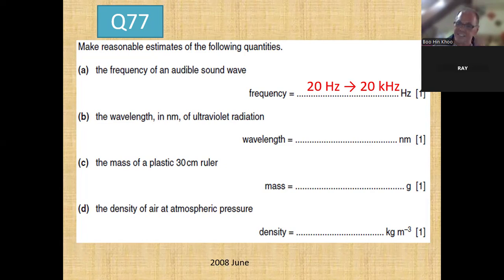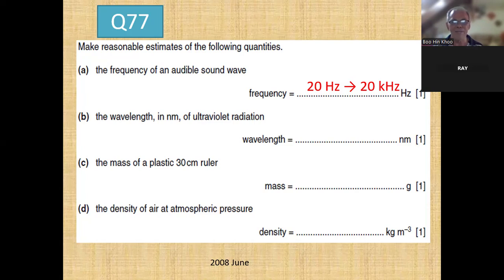Wavelength in nanometer of ultraviolet radiation. Teacher, how do you find this, by the way? You use v equals f lambda, is it? No, no need formula. This is memory work. Audible sound is 20 hertz to 20 kilohertz. Memory work, memory work.